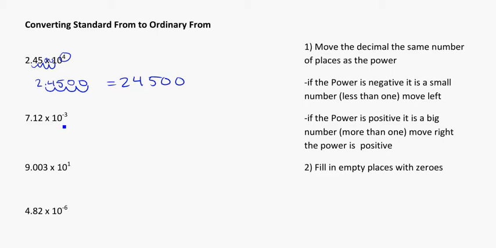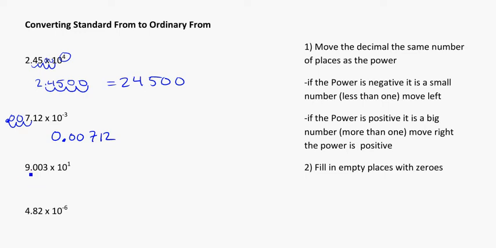Okay, the next example. Here I see that I have a negative power, and so I need to be thinking negative power, little number, I'm going to move it to the left instead. So here, my decimal is after the 7, and I need to move it 3 spots to make it a little number. So I need to move it 1, 2, 3 spots. And again, I can backfill in with zeros to make sure that I get the correct number of places. So I'd write this answer as 0 point, the 2 zeros that I had to fill in, and 712. So 0.00712. So positive number becomes big, I move it to the right. Negative number becomes little, I move it to the left.